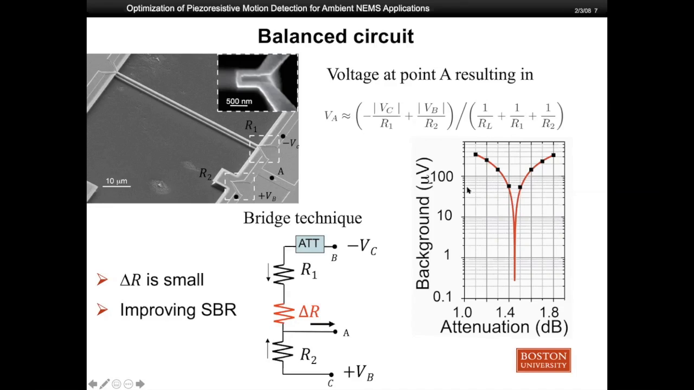On the right-hand side, the black dots are the experiment result, and the red curve is the fitted curve based on our circuit model. You can see they are well fitted by our circuit model. Based on this study, we can know what attenuation we can use to get a high signal to background ratio, which means background minimization.